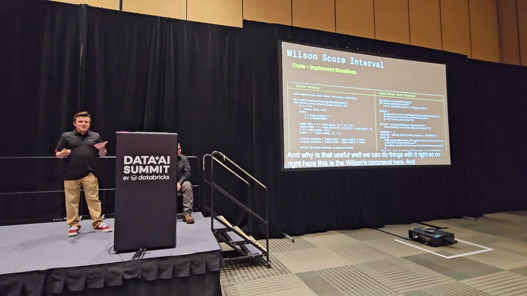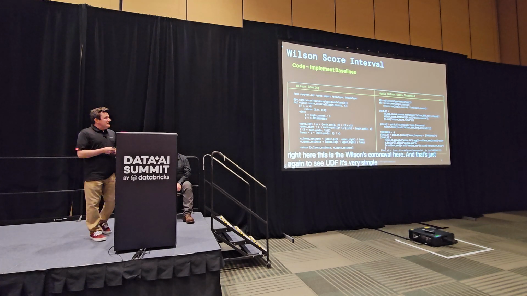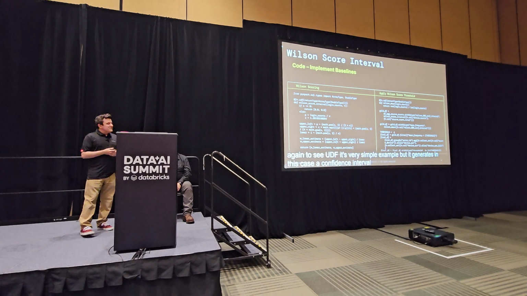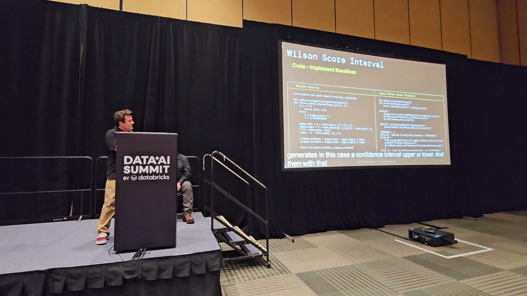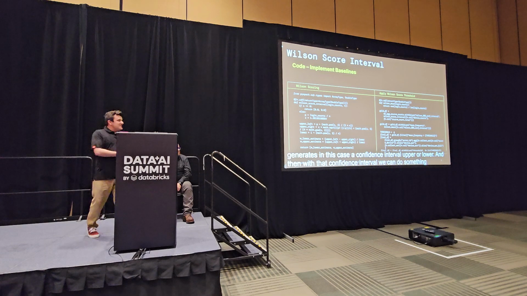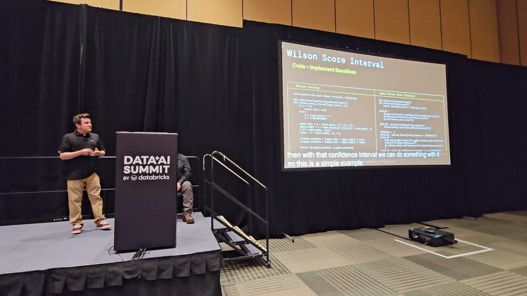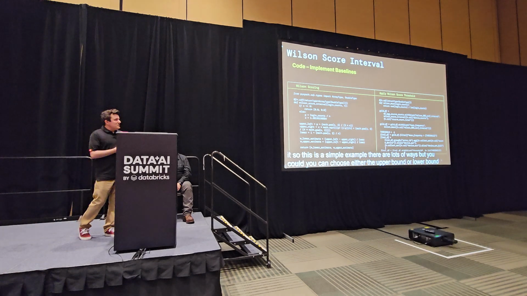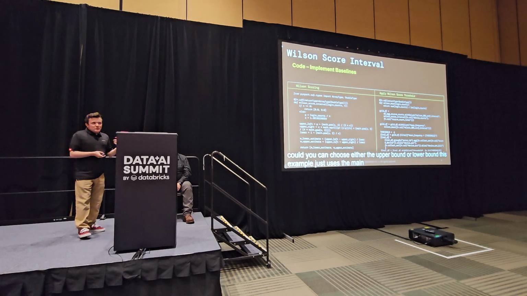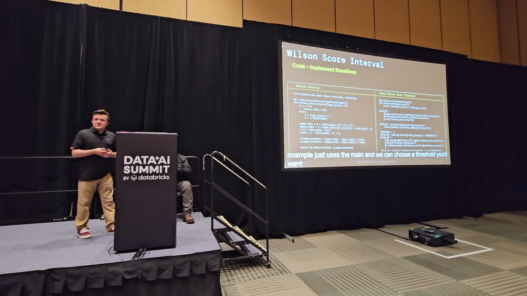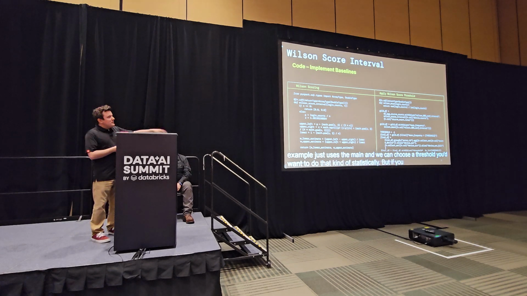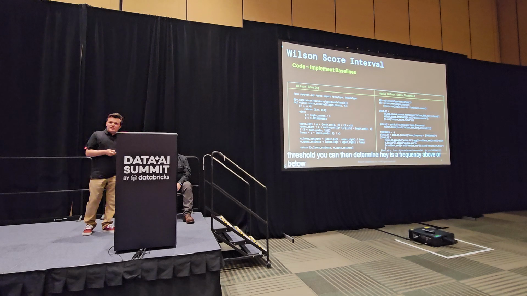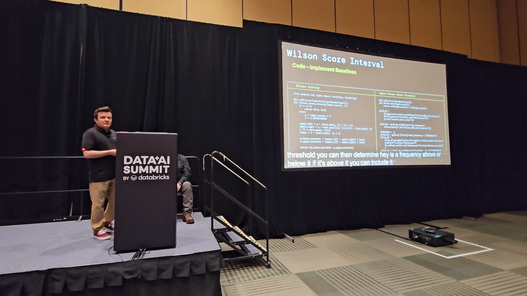And that's just, again, just a UDF. It's a very simple example, but it generates, in this case, a confidence interval, upper or lower. And then with that confidence interval, we can do something with it. So this is a simple example. There are lots of ways, but you can choose either the upper bound or lower bound. This example just uses the mean. And we can choose a threshold. You want to do that kind of statistically. But if you have a threshold, you can then determine, hey, is a frequency above or below it? If it's above it, you can include it in a user's baseline calculation.